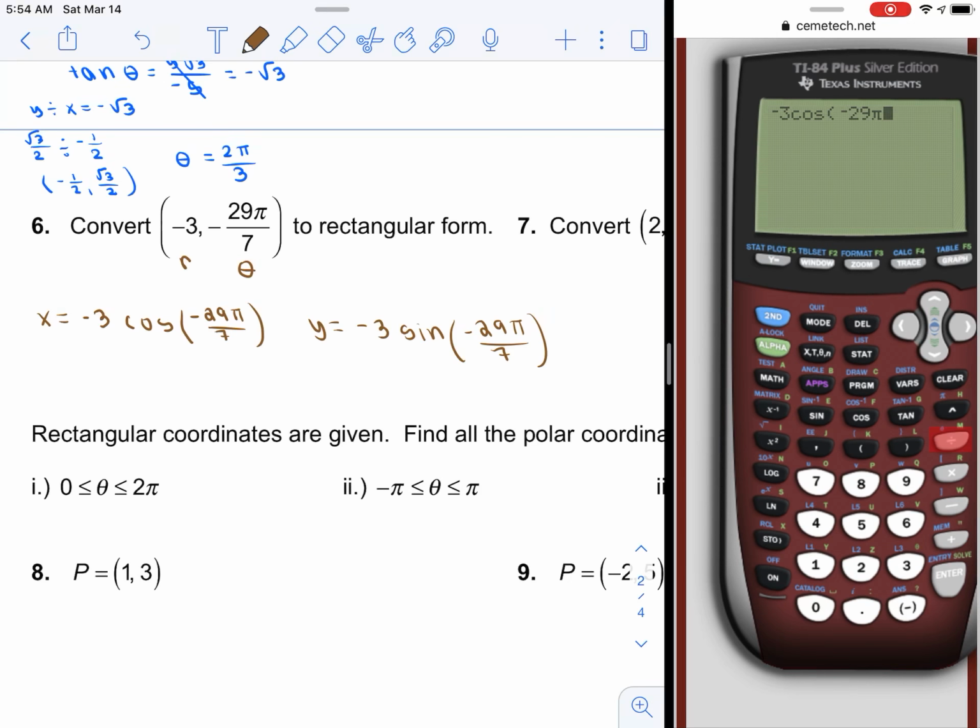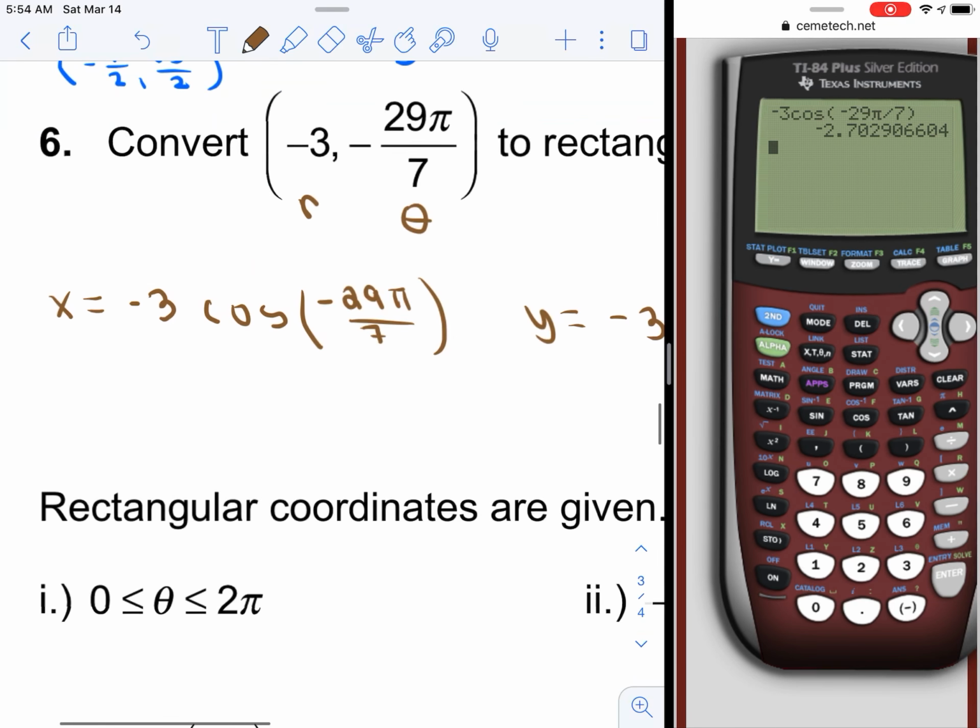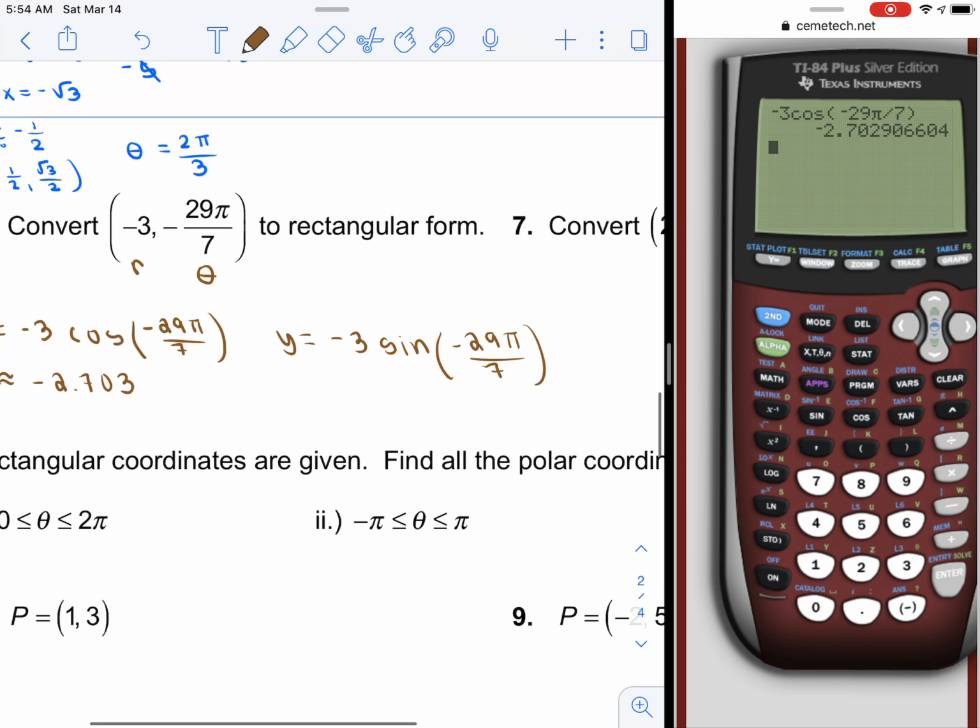Negative 3 cosine of negative 29 pi divided by 7. All right, and then we get x is approximately negative 2.703. And then we can get our y value as well. So negative 3 sine negative 29 pi divided by 7. And then we get our y value of approximately 1.302. So if I write that out as an ordered pair, we can do that right up here.